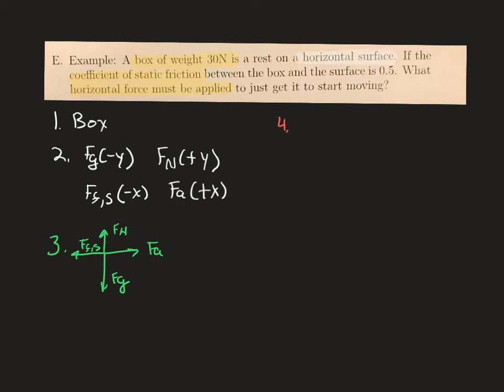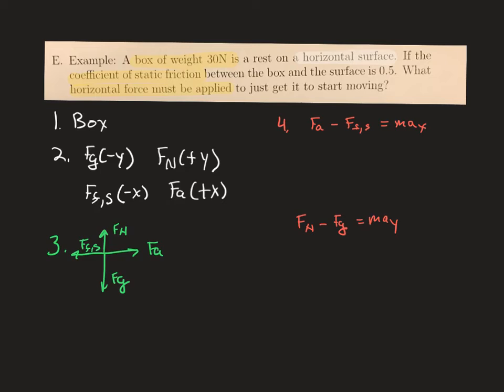So step 4 is to write Newton's second law in the x direction. So we have force applied minus the force of static friction is equal to mass times acceleration in the x. And then in the y direction we have force normal minus force of gravity equals mass times acceleration in the y. Alright, so now we can solve for the force applied. The force applied is in my x direction equation, so let's start with the x direction equation.